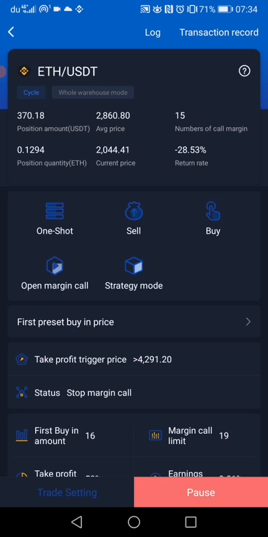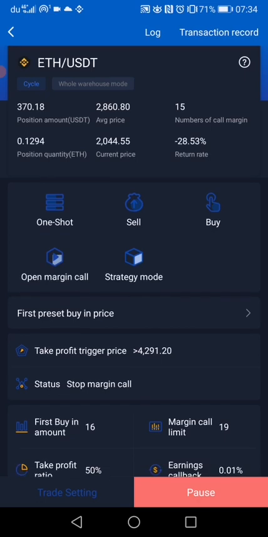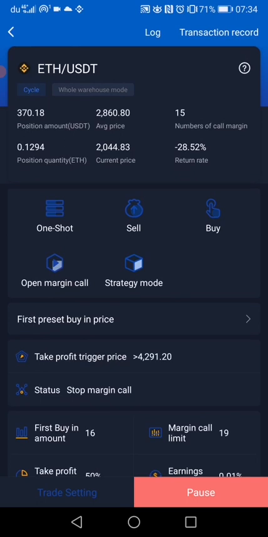For this coin, we have ETH USDT. Under it, we have cycle. Under it, we have whole warehouse mode. Then under that cycle, you have the position amount in USDT. The position amount in USDT simply means the total amount you have invested in a particular coin. For this case, ETH, I have invested 370.18. So that is the total amount I have invested in this particular trade now.